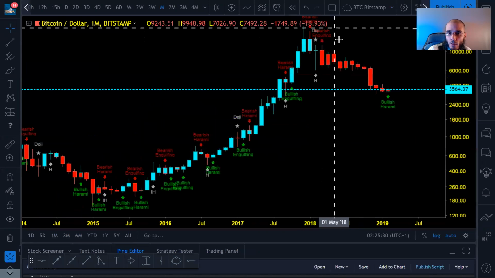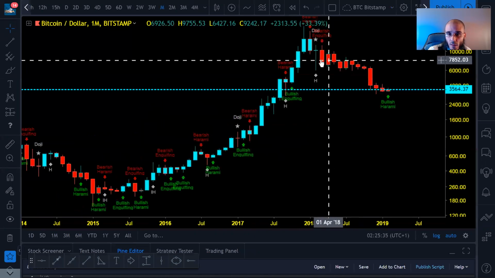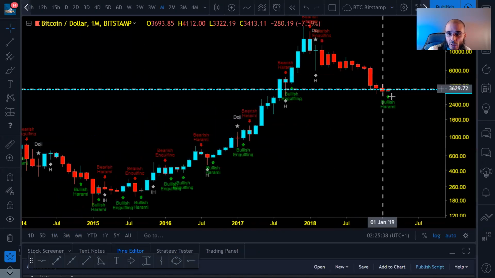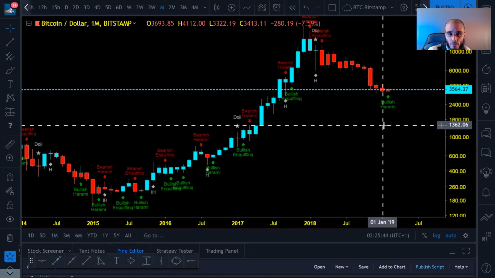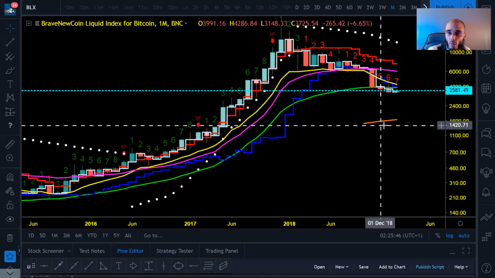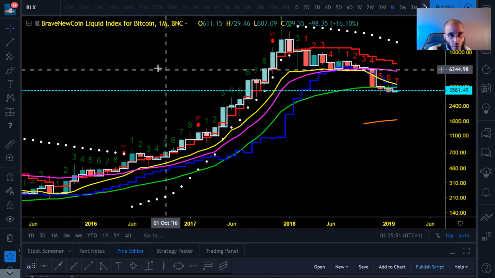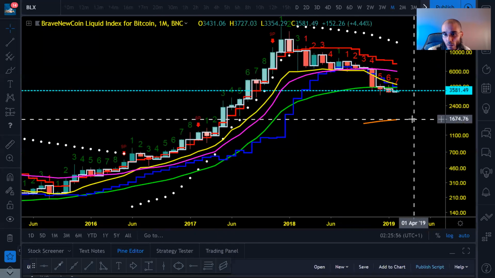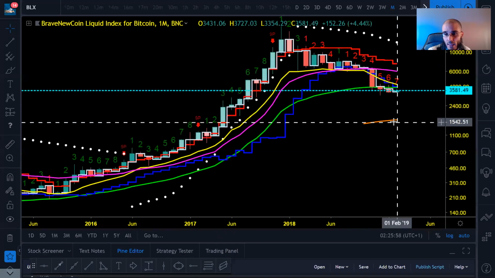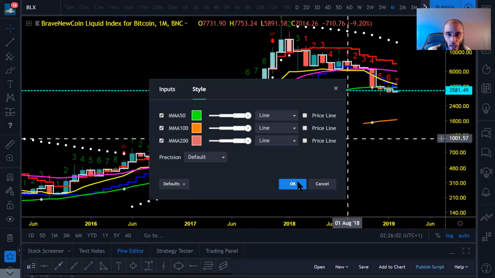Here you had a bearish engulfing, and after that you did get nothing. Right now you're on a bullish harami, but the month is not over, so this does not count for now. On the 1 month, if you look at BLX, you have support at 1.6K, which is the 100 MMA.